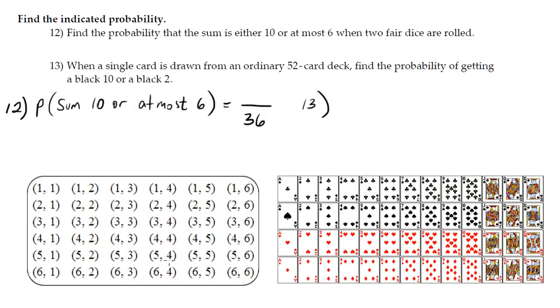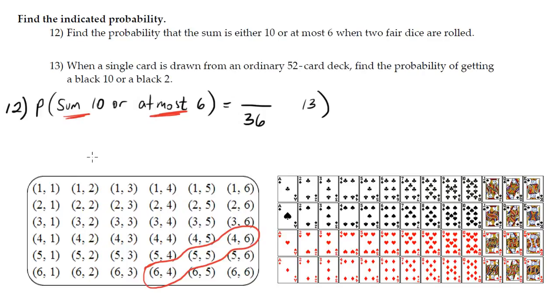Let's see. 6 plus 4 is 10. 5 plus 5 is 10. 4 plus 6 is 10. There's a sum of 10. These 3 outcomes have a sum of 10. So I've got that. Or at most 6. So I'm adding on. This is or. Or means add it on and remove the overlap.